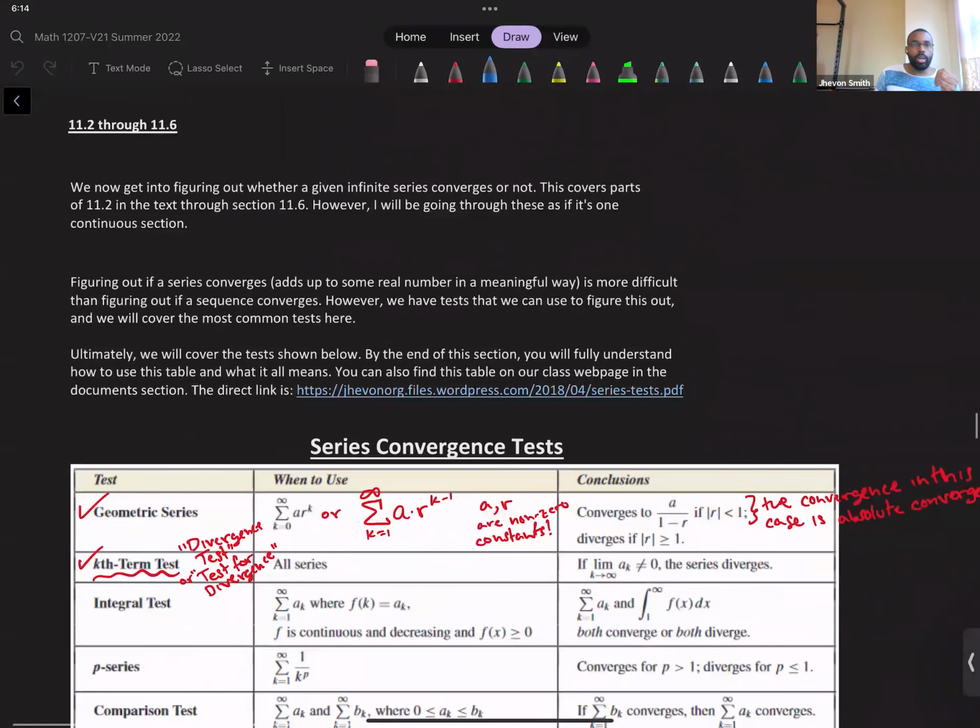Then we moved on to 11.2 through 11.6. I'm not going to delineate the sections anymore. We're just going to treat this all as one long story, where I'm going to go through some convergent series convergence tests for you. So it turns out, just like improper integrals, sometimes knowing when a series converges and what it converges to is a very difficult thing.